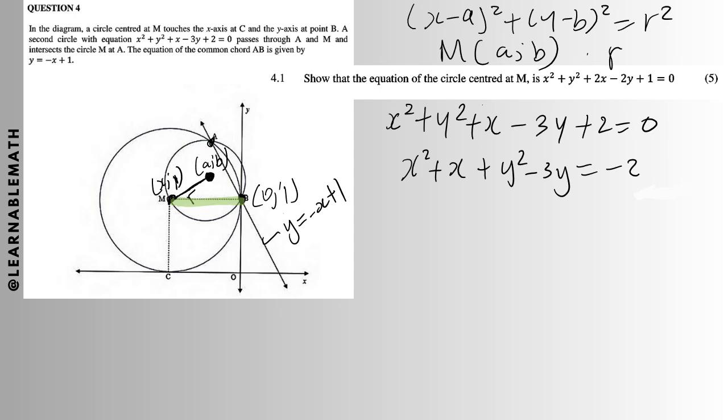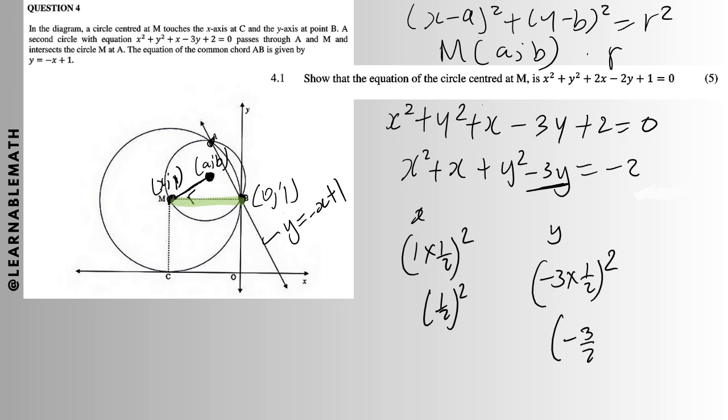Okay, I go to the coefficient of x, which is 1. I multiply by 1 over 2, squared. This will just be (1 over 2) squared. That's for the coefficient of x. The coefficient of y is negative 3. I say negative 3 times 1 over 2, squared.